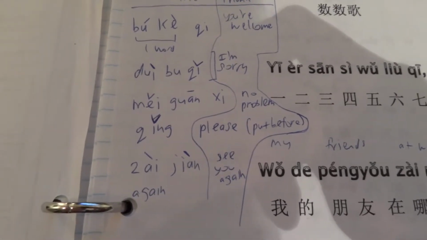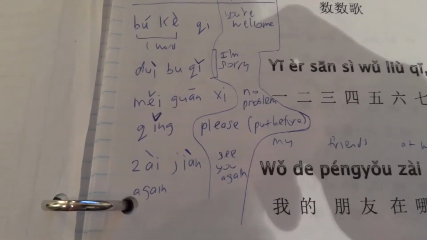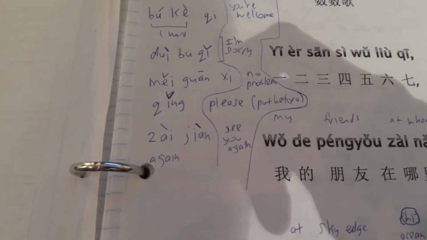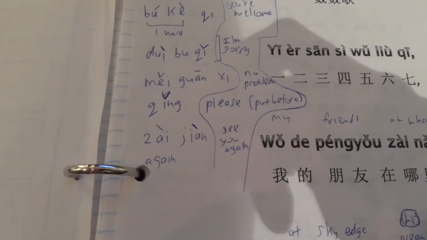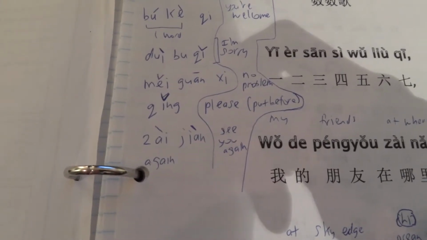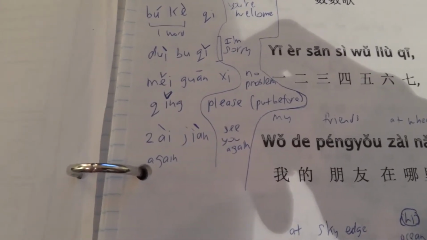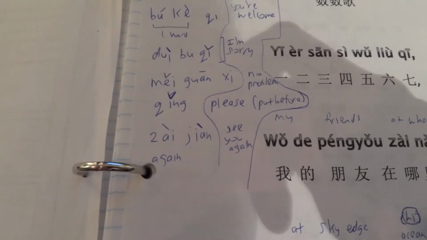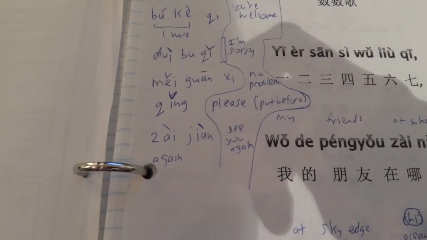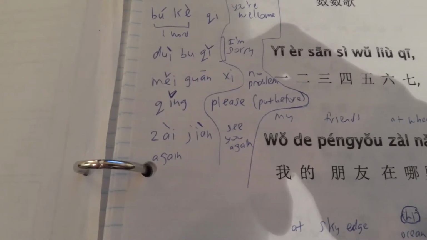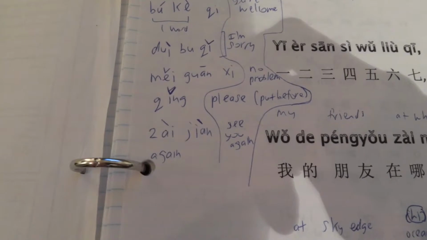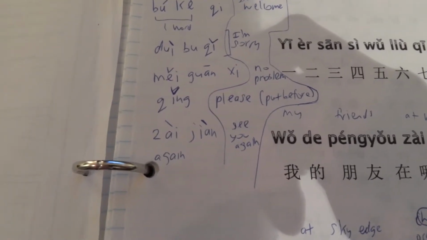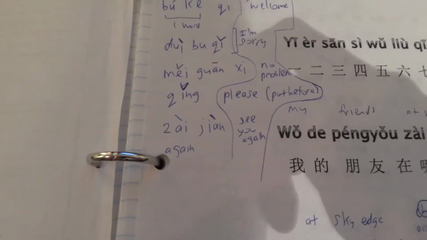To say please, you can put it before your sentence. You can say 请. So you can say 请我要咖啡, please, I want coffee. To say see you again or bye bye, you can say 再见.